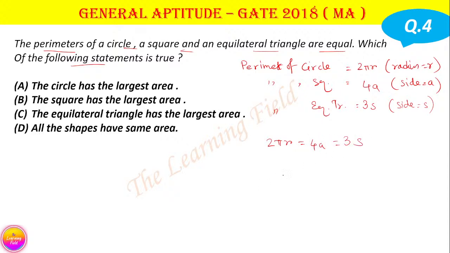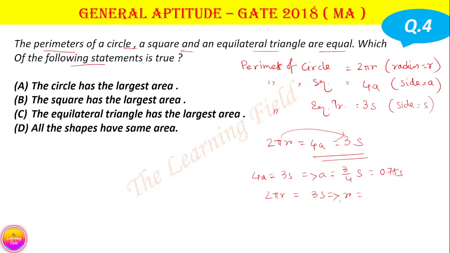Now suppose we equate these two: 4a equal to 3s. This implies a equals 3 by 4 s, which is 0.75 s. Now we equate the first and third: 2 pi r equals 3s. This implies r equals what? We convert the remaining two parameters to just a single parameter, that's why we do this.